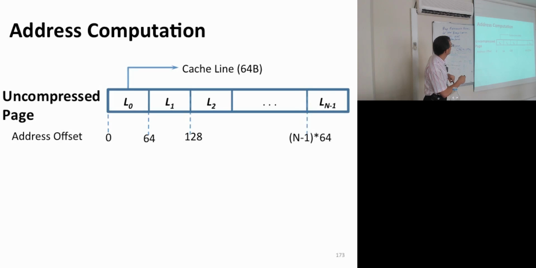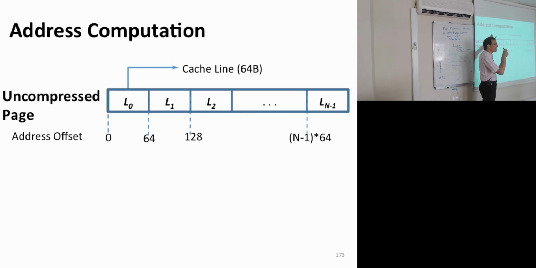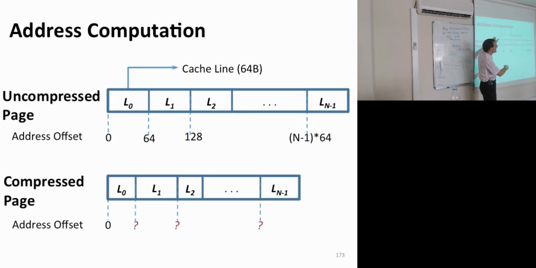So what is the address computation issue? If you look at an uncompressed page, you know exactly where a cache line starts. Right? If you say cache line 5, you can easily compute its address, because there's a linear mapping between the cache line's number and the address. You take the base and linearly add the size of the cache line to figure out the location of the cache block. When you have a compressed page, you do not know where a cache line starts if you do not have a nice format.